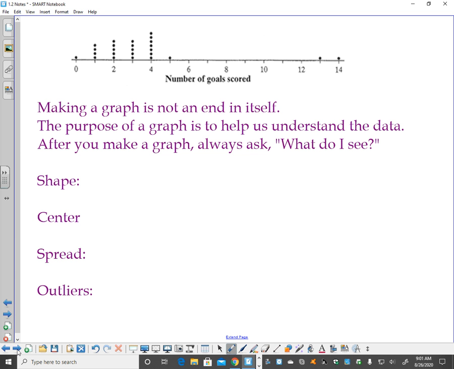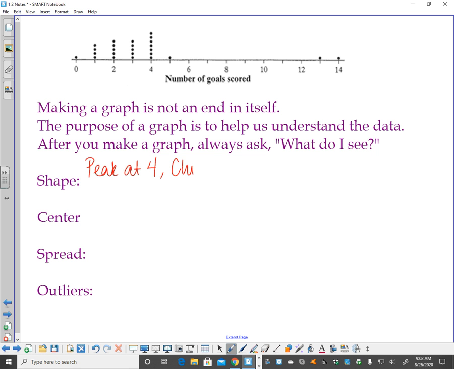So we're going to talk about the shape. Right now for shape, we're going to talk about kind of peaks and clusters and gaps. Okay, so here's what I see. I see a peak at 4.